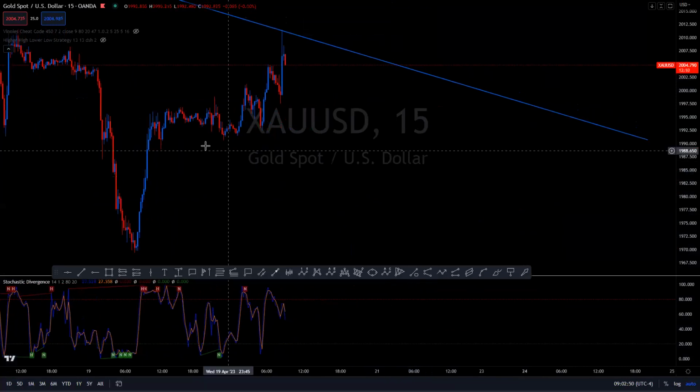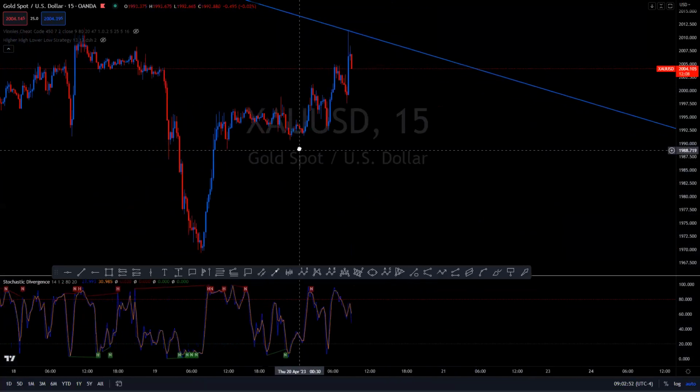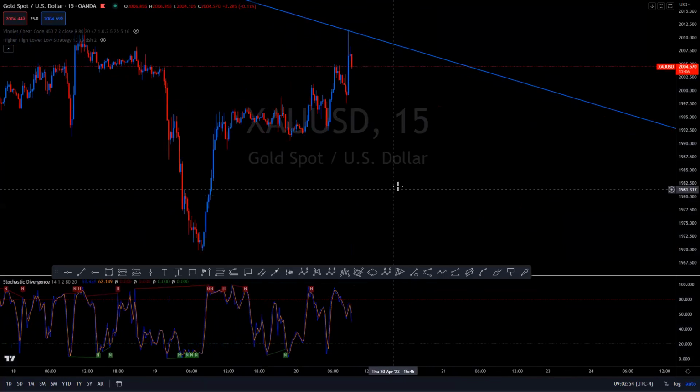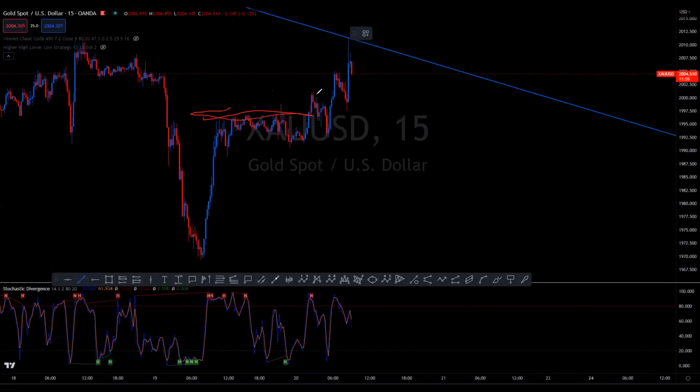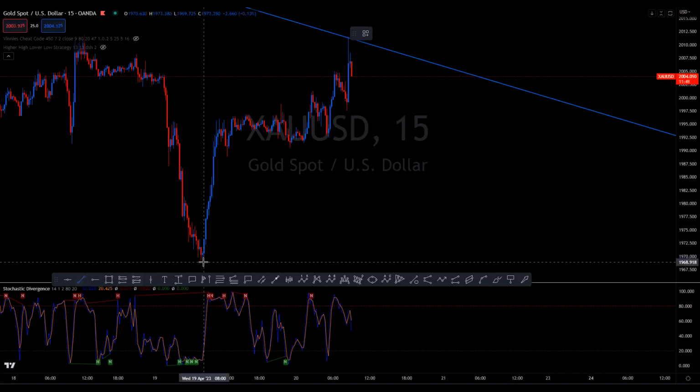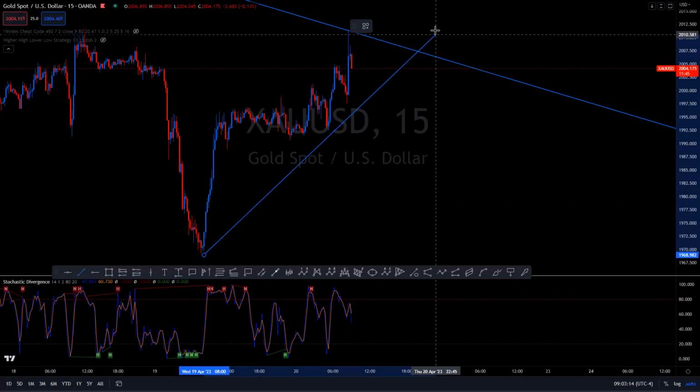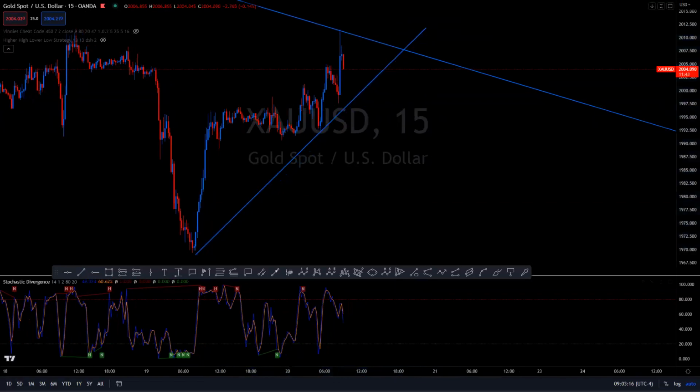So when we look at price here, we can clearly see that previous highs have been broken, okay? High here. So price is currently bullish, okay? And we're going to put a trend line here.